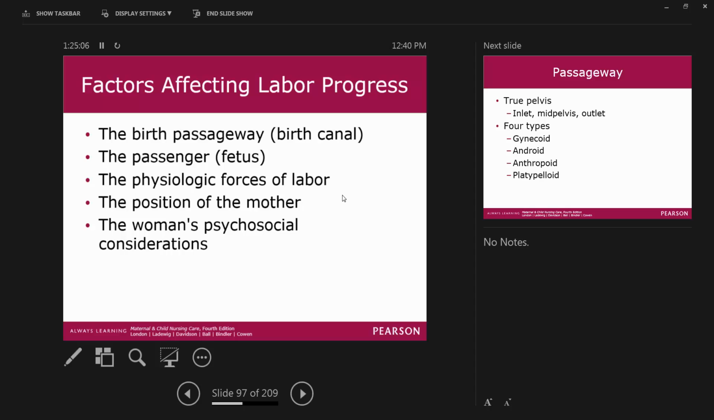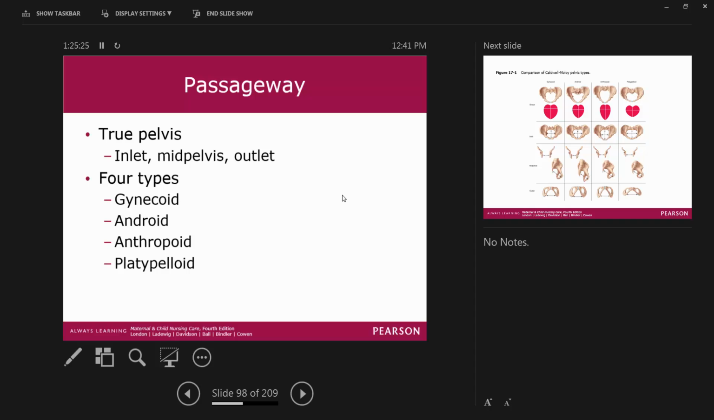So factors that affect labor, of course, is the passageway, which is the birth canal, the fetus, the forces of labor, which is contraction strength and abdominal pushing strength, the position of the mother, and psychosocial stuff. Okay? So there's a true pelvis that starts at the inlet of her pelvic bone, and then there's the mid-pelvis and the outlet, so actually down through the birth canal.